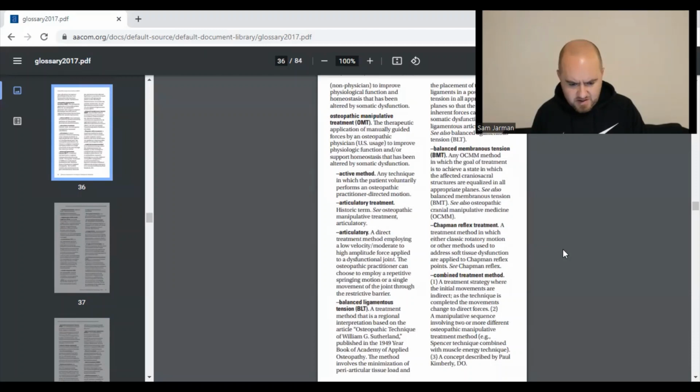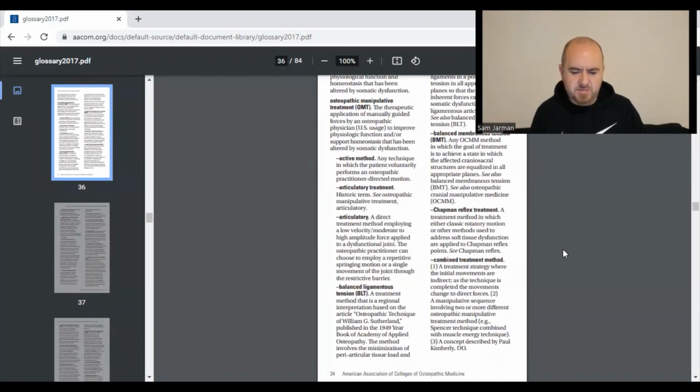specifically. Articulatory, yeah. So articulatory treatment, historic term, see osteopathic manipulative treatment, articulatory. And then you look at the thing directly below it, which is articulatory. A direct treatment method employing a low velocity, moderate to high amplitude force applied to a dysfunctional joint. The osteopathic practitioner can choose to employ repetitive springing motion or a single movement of the joint through the restrictive barrier. So this again looks at the difference between active versus passive.